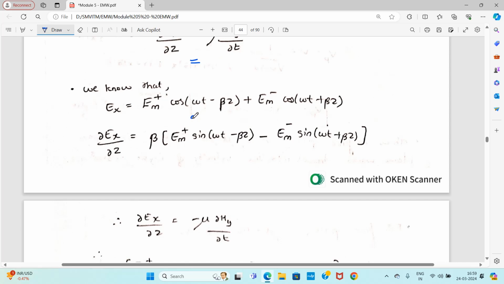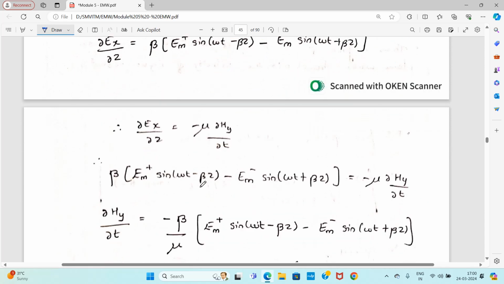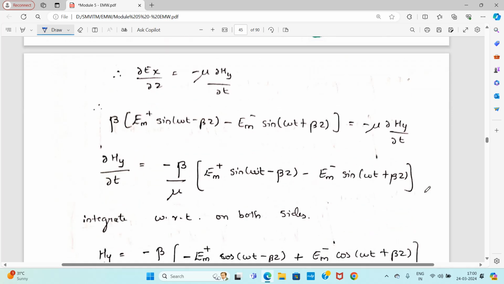Differentiation of cos(ωt − βz) is −sin(ωt − βz) into −β, so minus into minus becomes plus here. On the other side, differentiation of cos(ωt + βz) is again −sin(ωt + βz) into +β, so you get minus here. Just do the differentiation, then you put it in this equation like this, right?